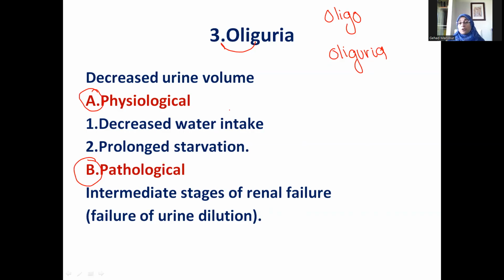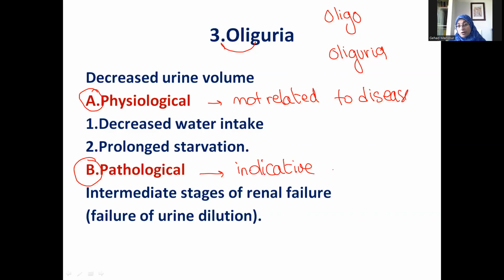We have a physiological cause that is not related to diseases, and we have pathological causes that are indicative of diseases. This physiological oliguria might be due, for example, to decreased water intake. You haven't ingested water for long, or prolonged starvation. You don't find food, you don't find water for one reason or another.